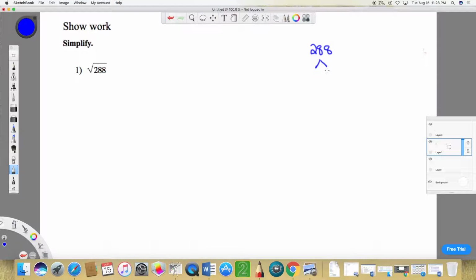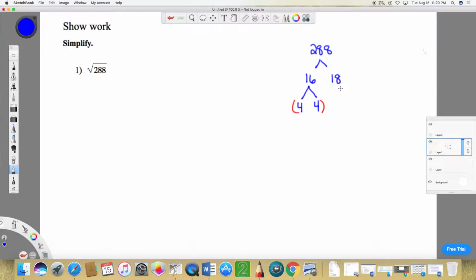Hey, 16 times 18 is 288. Now, the only advantage to doing that is that it's going to make my tree smaller and less cluttered. Well, 16 is 4 times 4, and that's what we're looking for is pairs. So we have found one of them already right here.